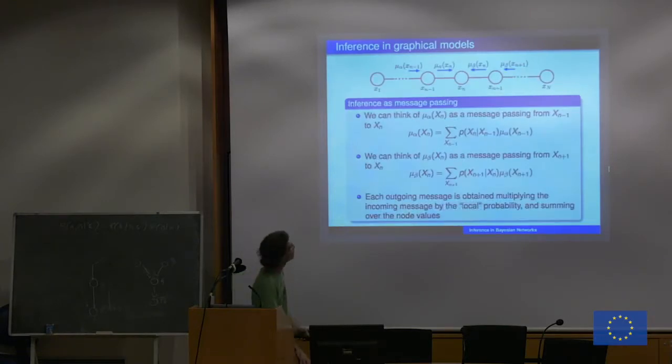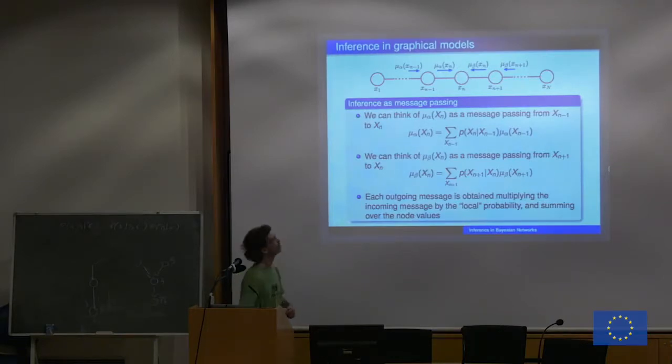Now, you can think of this as a message passing process, in which this mu alpha and this mu beta are messages going forward or backward along the chain. So mu alpha of x_n is a message which goes from the previous node to the variable x_n. Mu beta of x_n is a message which goes from the following node back to x_n. And when you are here, you just take the product of the messages.